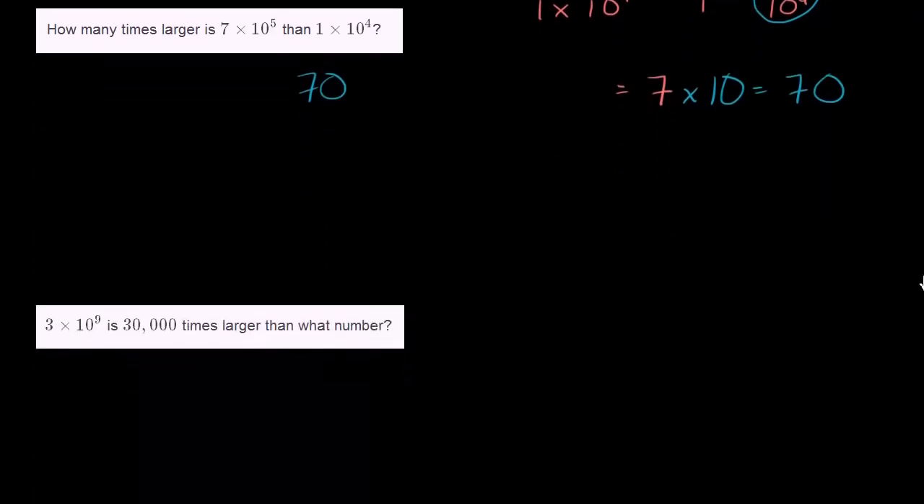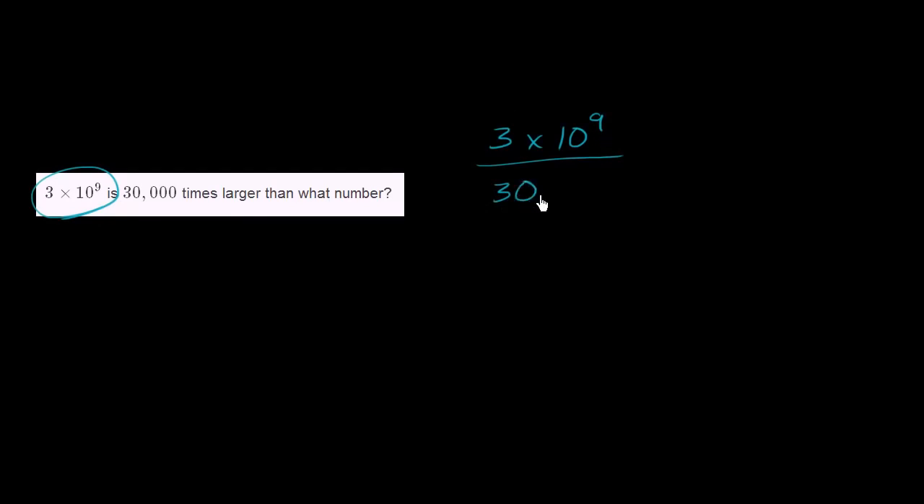Let's do one more. So here they're asking us, 3 times 10 to the 9th is 30,000 times larger than what number? So once again, we can divide. So we have 3 times 10 to the 9th. 3 times 10 to the 9th is 30,000 times larger than what number? So let's just divide by 30,000 and see what we get. And here we've written something in scientific notation, and here we just wrote the number out. So one way we could do it is we could either write this number out and then divide, or we could write this in scientific notation. So let's do it either way.